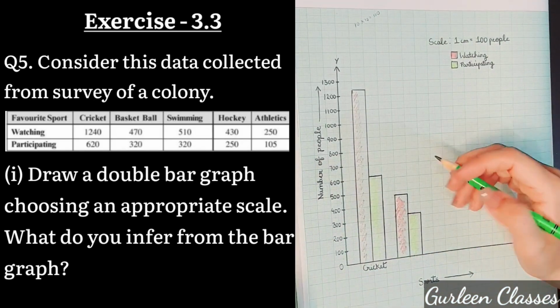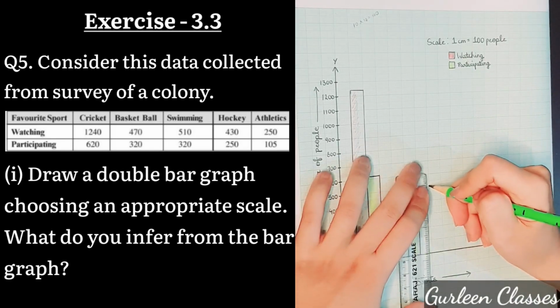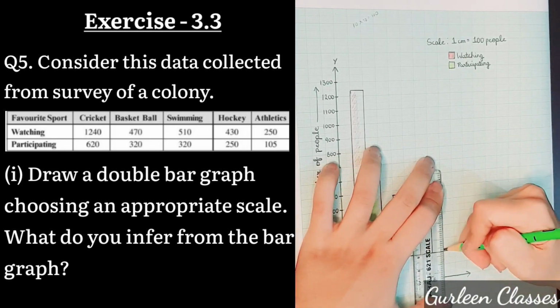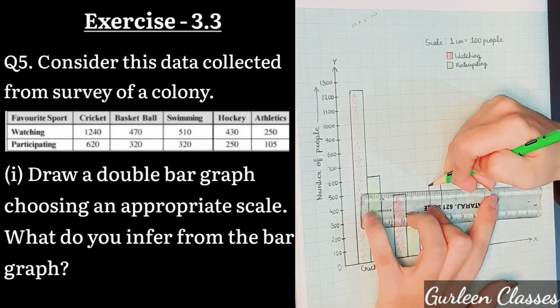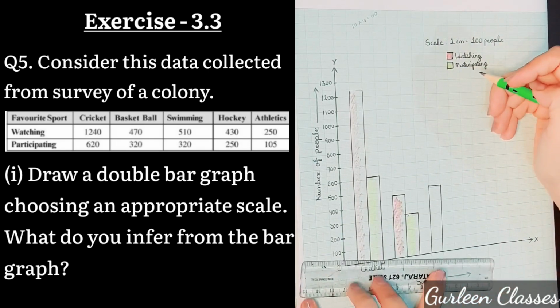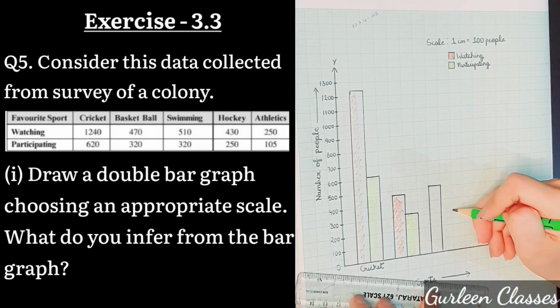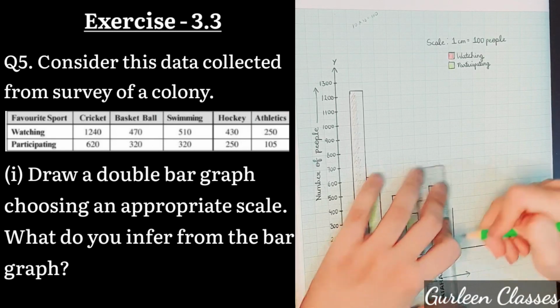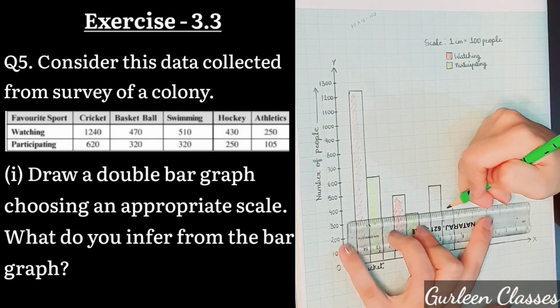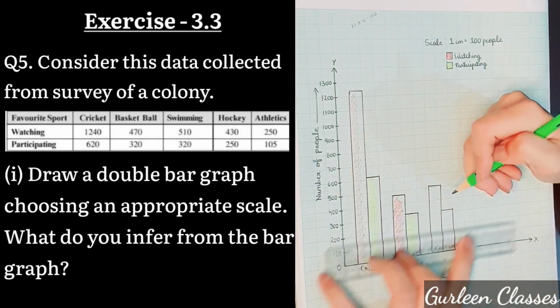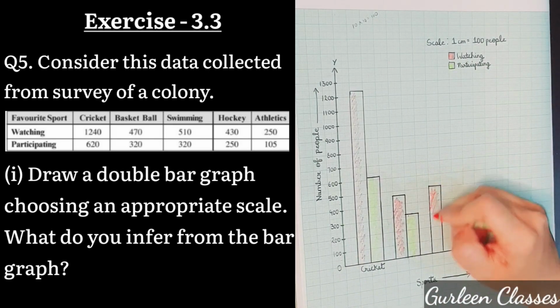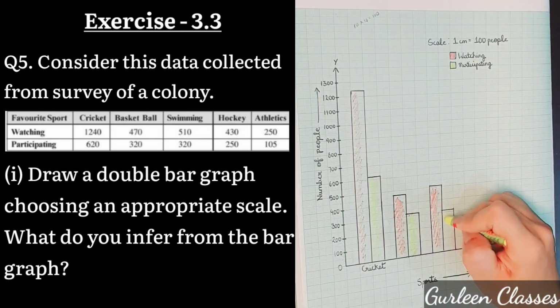Next game, swimming. Swimming we have 510. So mark a point at 510 with the help of a scale, draw a line. And next, participating is 320. So with the help of a scale, draw a line at 320. Watching, again we will color with red and participating will color with yellow.